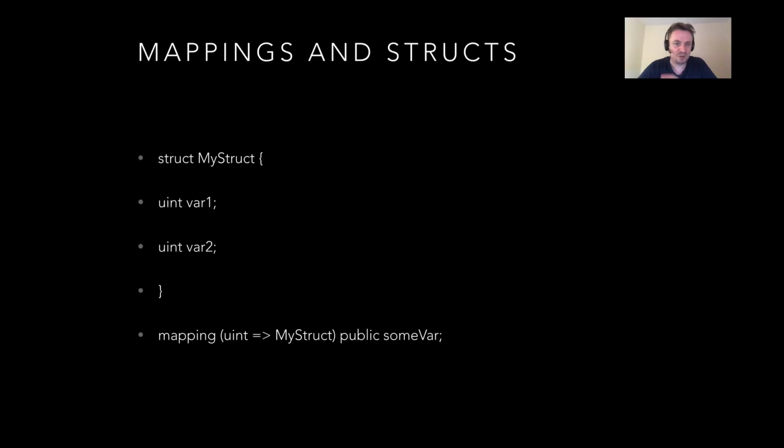We can, of course, have declarations of structs within mappings, and that makes it easy to create complex conditions and complex behaviors for the blockchain.